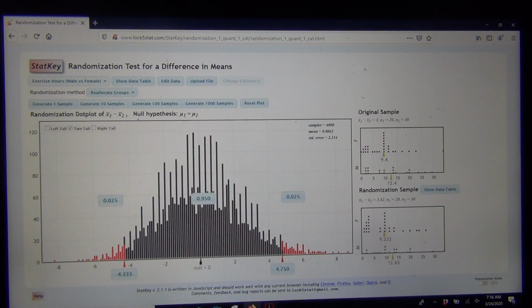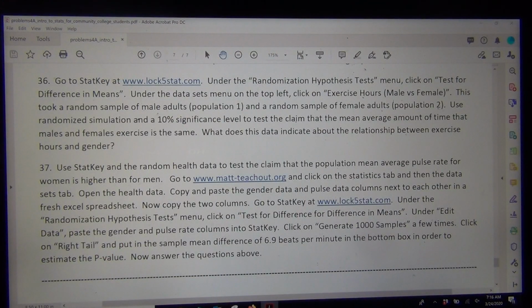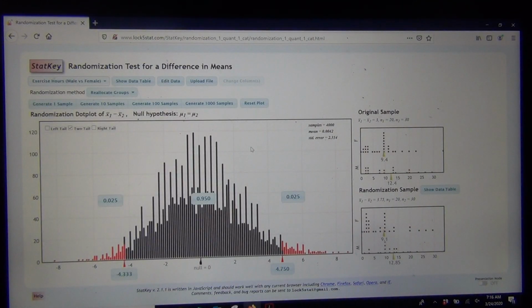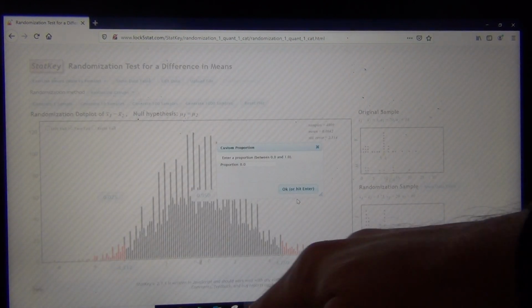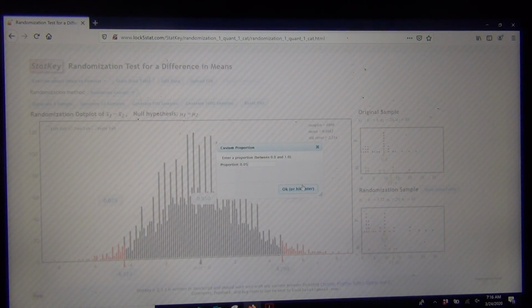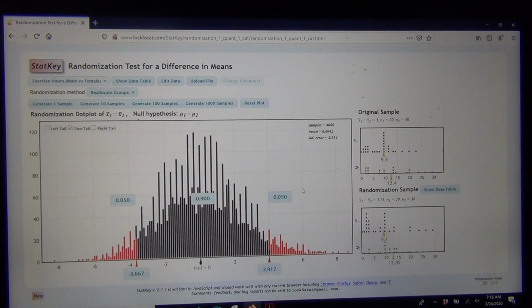Alright, now the problem did say use a 10% significance level. Okay, so we have to think about this. A 10% significance level for two-tail would mean you'd have to have 0.05 in each tail. So if you just put 0.05 in one of the tails, the other one will adjust. And there we got 90% in the middle, 5% in each tail. There's our 10% significance level broken up into two tails.